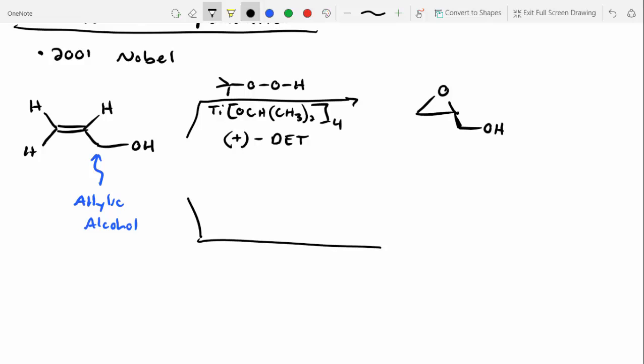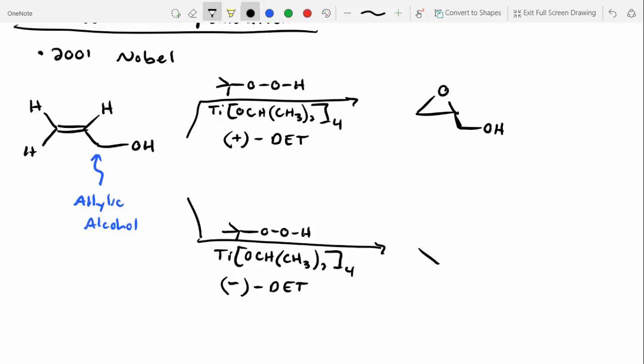If they did the same reaction using this peroxide and same catalyst, but this time they used the negative diethyl tartrate, meaning it rotates light in the opposite direction, then we would get the opposite epoxide.